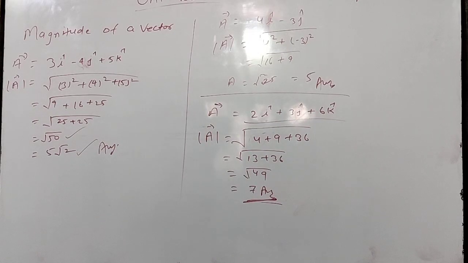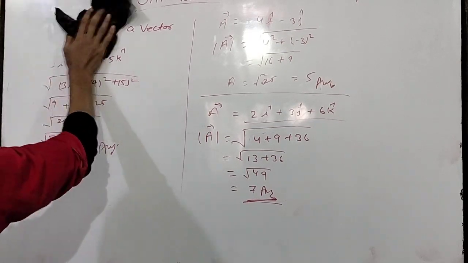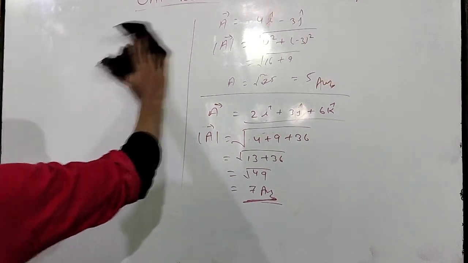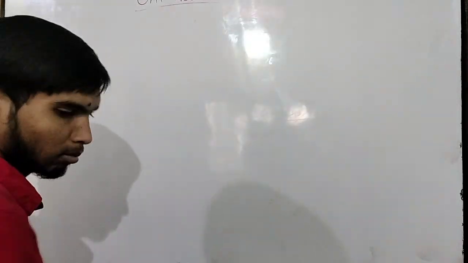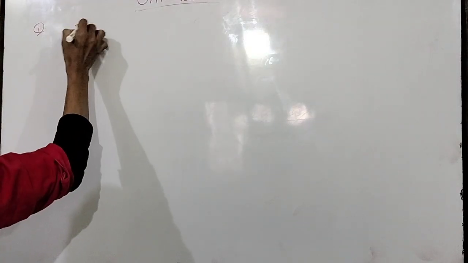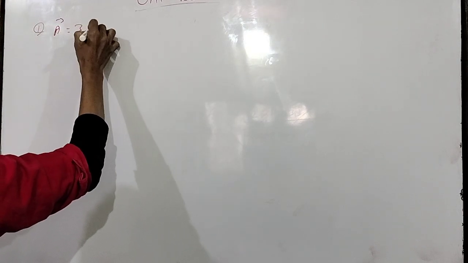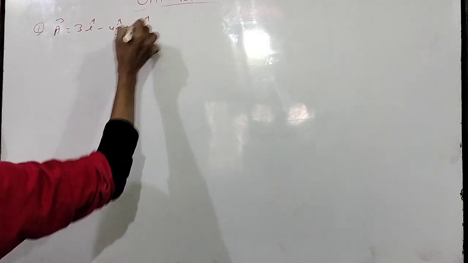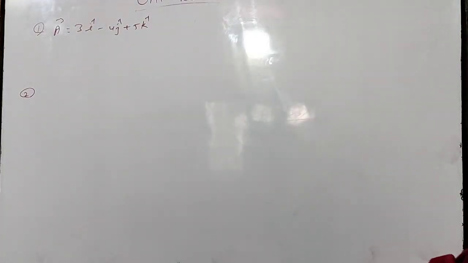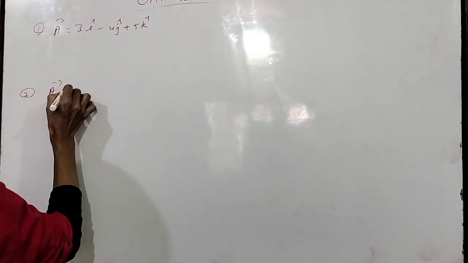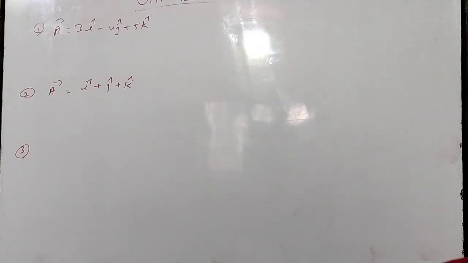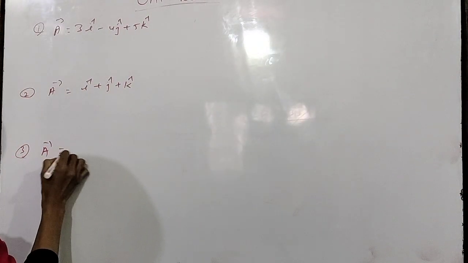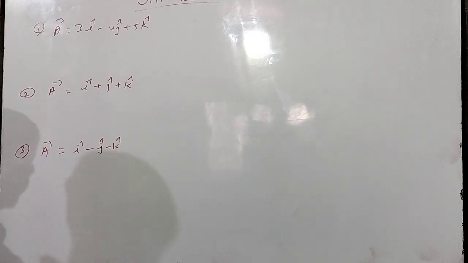Have a look for a few seconds. Let me write some questions. Three i minus 4j plus 5k cap. Then next we have i cap plus j cap plus k cap. Then next we have... Solve all these questions.